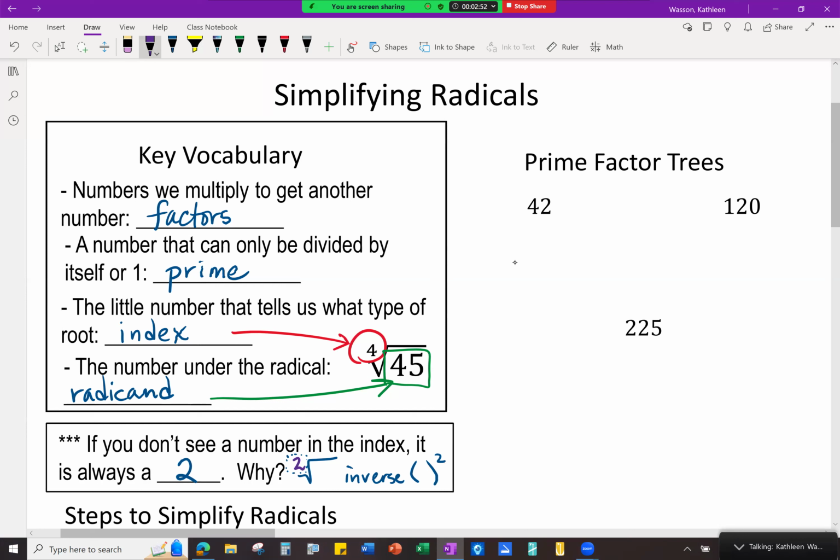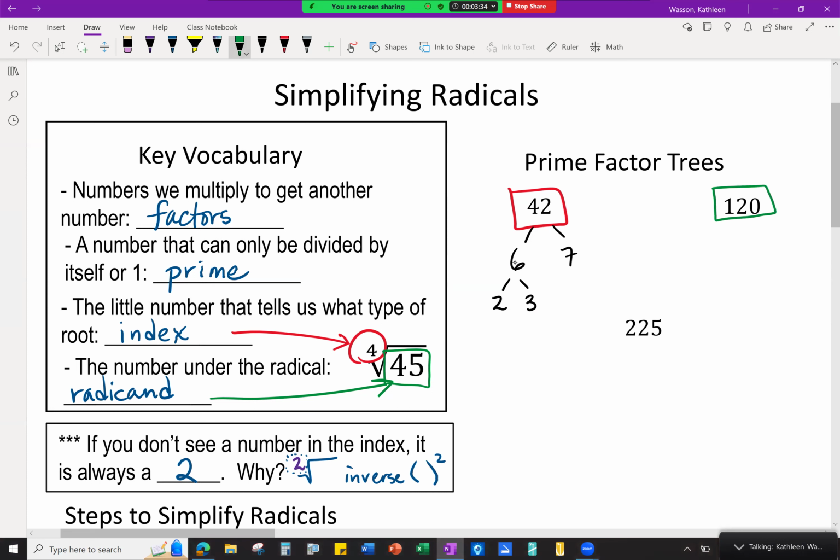I'm going to go ahead and break down these numbers into their prime factors. 42. 42 is 6 times 7. 6 is 2 times 3. When you break down a number into the factors to where there's no way to factor them further because now they're prime, they can only be divided by themselves or 1, then this is a prime factor tree.